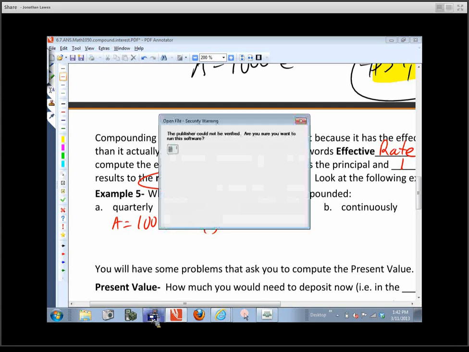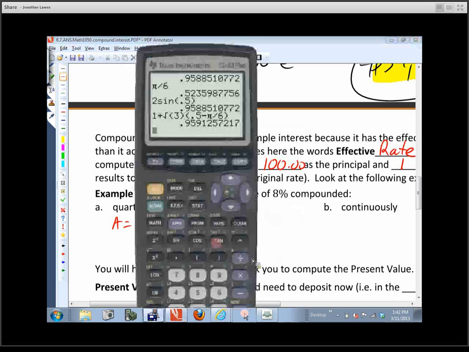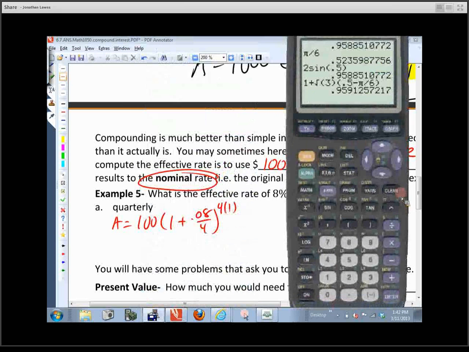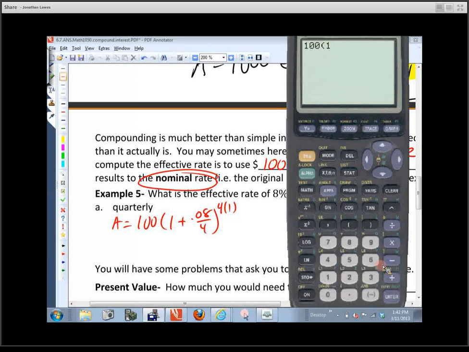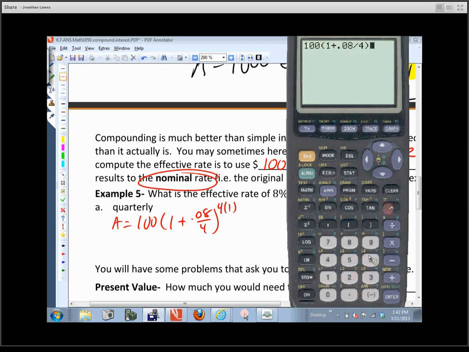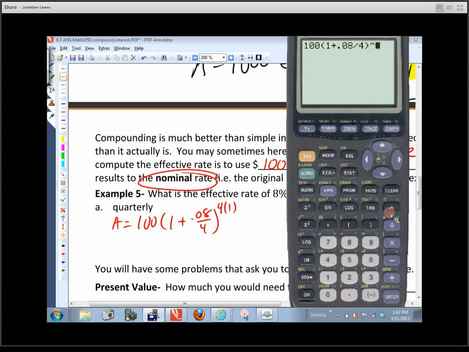So let's grab the calculator. And we're literally going to type that formula in there. So it's going to be 100 times 1 plus 0.08 divided by 4. And then we're going to raise that. No, order of operations. If you want to put parentheses in there, it's not going to hurt, but it's going to do the division before it's going to do the addition. So you're going to get 1.02. Good. And what's the exponent?